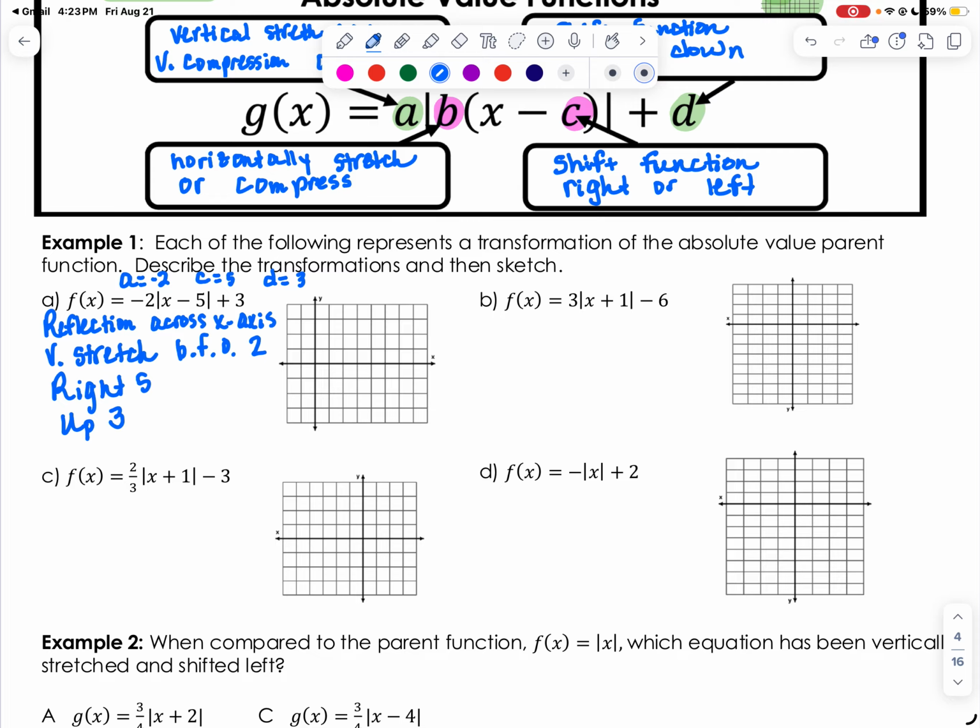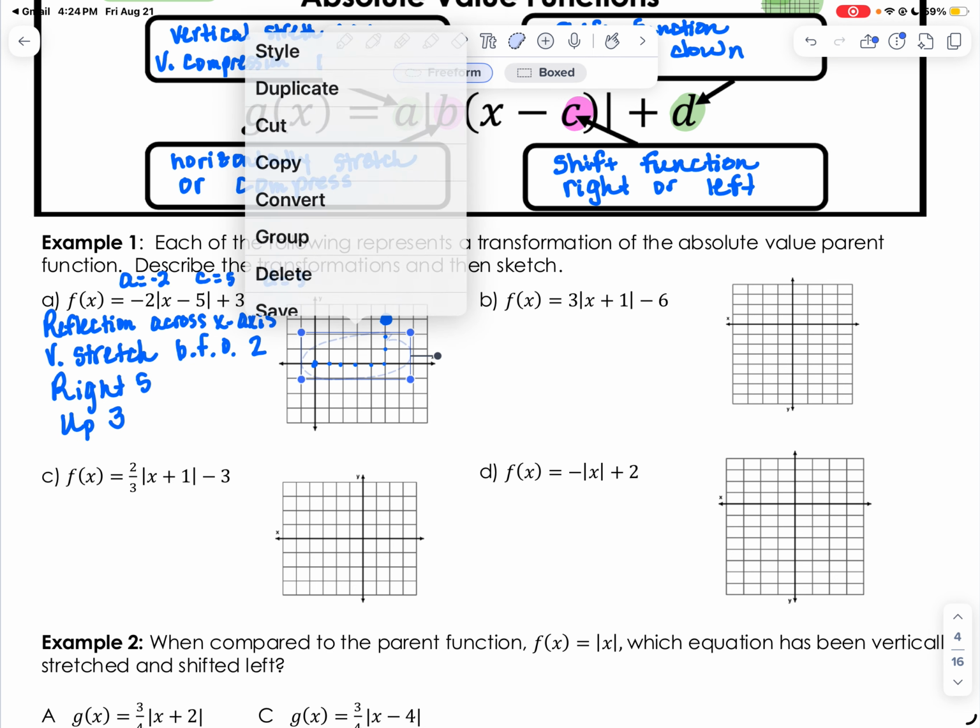So now we're going to transform the parent function with these function rules. The parent function started at 0, 0, but this graph is going to move to the right 5 and up 3. So let's do that. 1, 2, 3, 4, 5. 1, 2, 3. All right. So our new vertex, instead of being at 0, 0, is going to be right here at 5, 3.